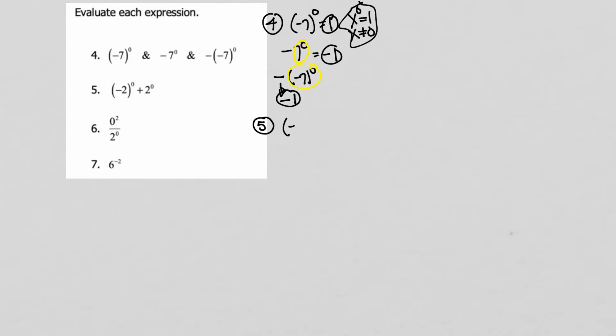In number 5, we've got (-2)^0 + 2^0. Now, a non-zero number to the 0 power is a 1, plus 2 to the 0 is a 1, so this comes out to be 2.